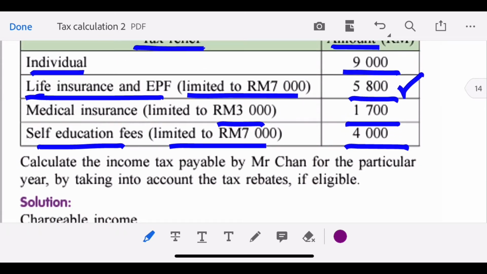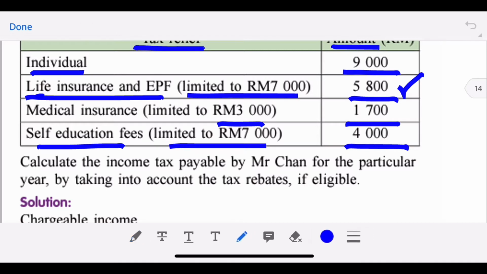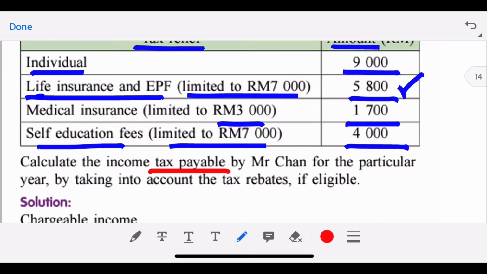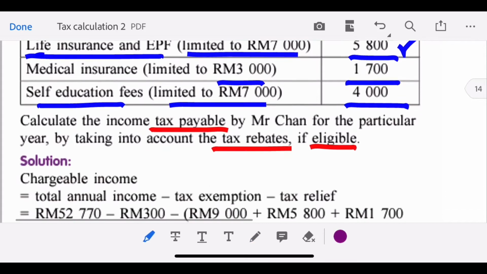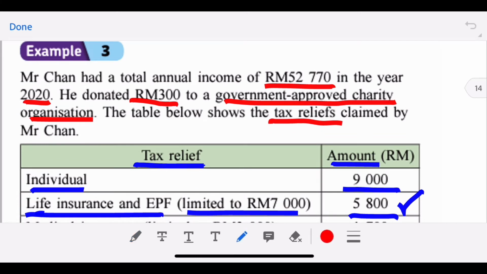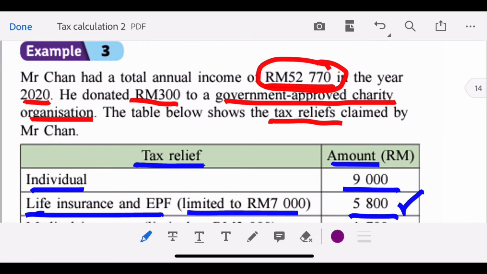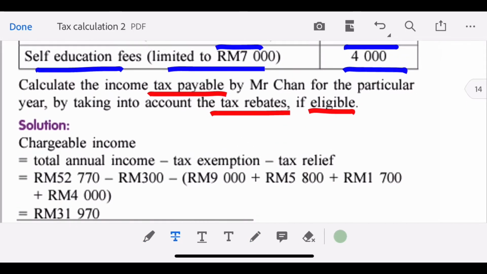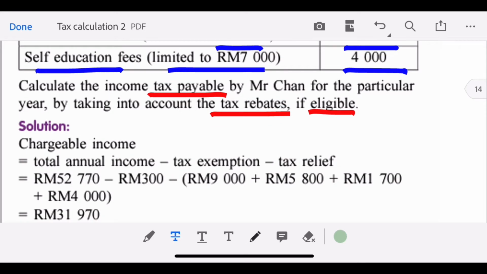Chan. So calculate the income tax. Calculate the income tax payable by Mr. Chan for the particular year by taking into account the tax rebates if eligible. So let's see, Mr. Chan's income is 52,770, and all these are the tax relief. So calculate the income tax payable.